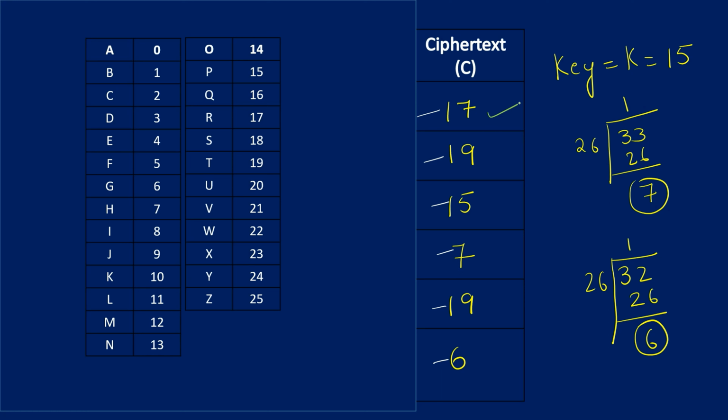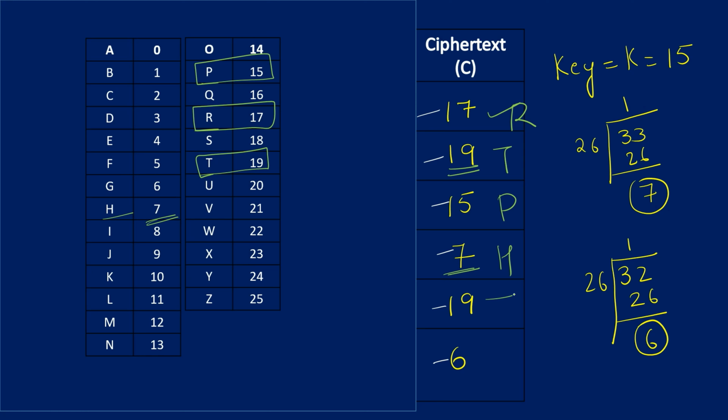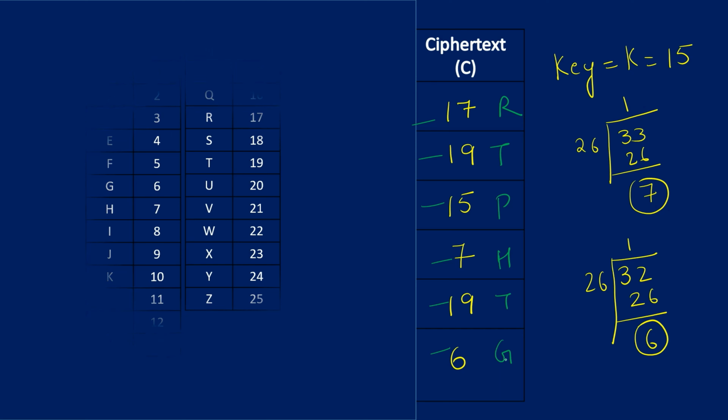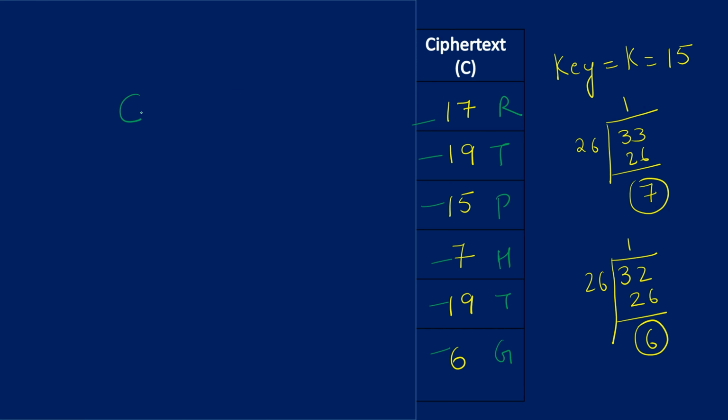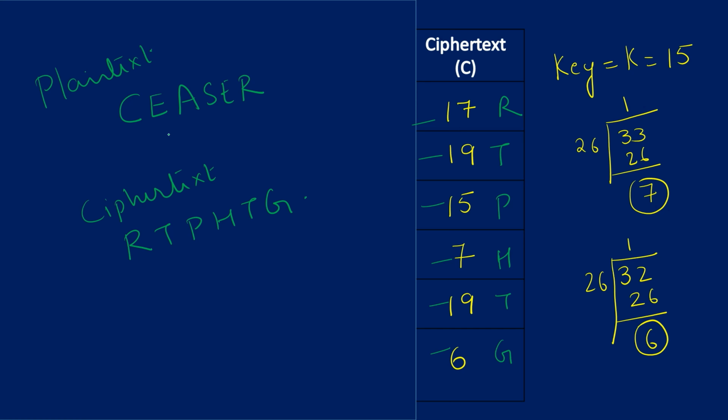So we'll make use of this mapping table and convert these ciphertext numbers into the corresponding letters. So 17 corresponds to letter R, 19 corresponds to letter T, 15 corresponds to letter P, 7 corresponds to letter H, 19 corresponds to letter T and 6 corresponds to letter G. We have mapped each of the numbers to the letters using the mapping table. Therefore, the final ciphertext that we got for the plain text Caesar is RTPHTG.